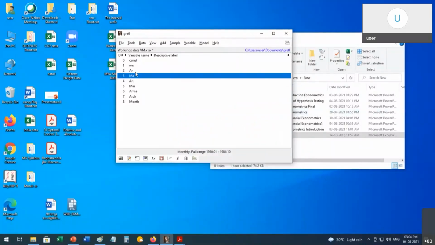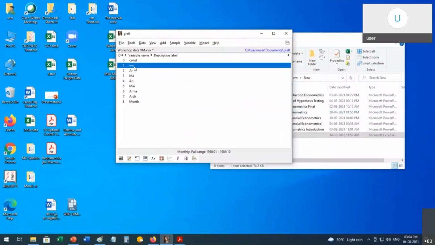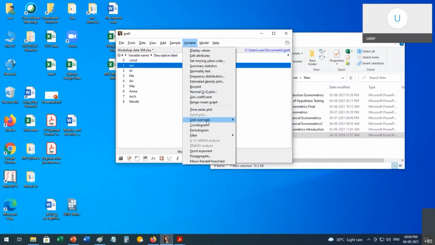Right. Now let us start with the first one that we identified as white noise. Go to the variable, and here we have the unit root test. We have the augmented Dickey-Fuller test. Usually this is the one that most of the econometricians prefer. So we click this one.